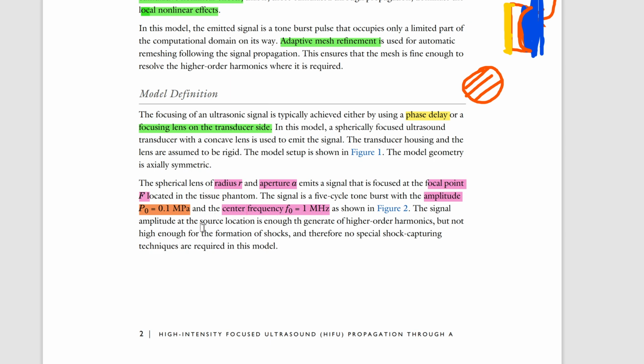Not high enough for the formation of shocks. And therefore, no special shock capturing techniques are required in this model. I want to know what shock capturing techniques you've got.